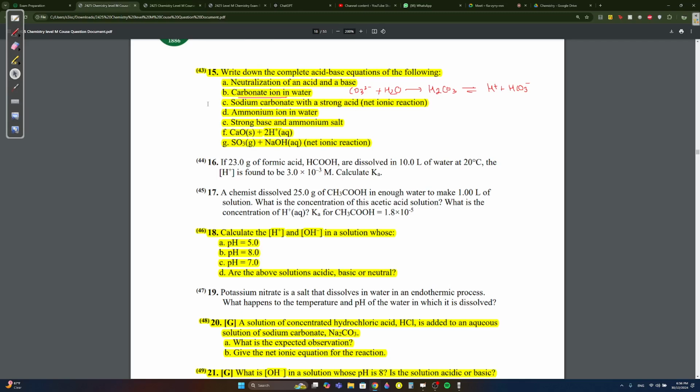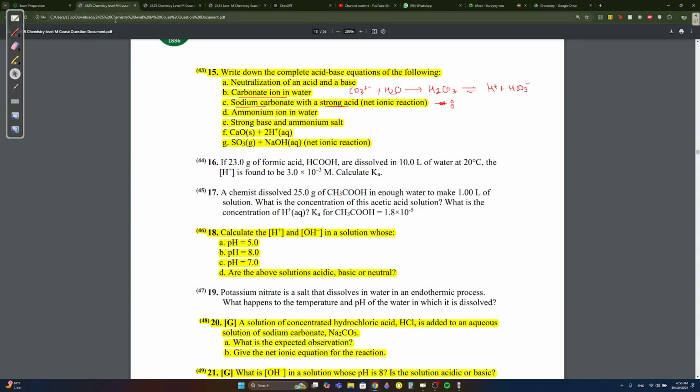Sodium carbonate with a strong acid. Okay, sodium carbonate with a strong acid. Metal carbonate with an acid. This one we know, right? Metal carbonate with acid. They just want the net ionic. What is it? Metal carbonate plus acid gets you salt, water, and carbon dioxide gas. The net ionic, I'm going to make your life way easier.